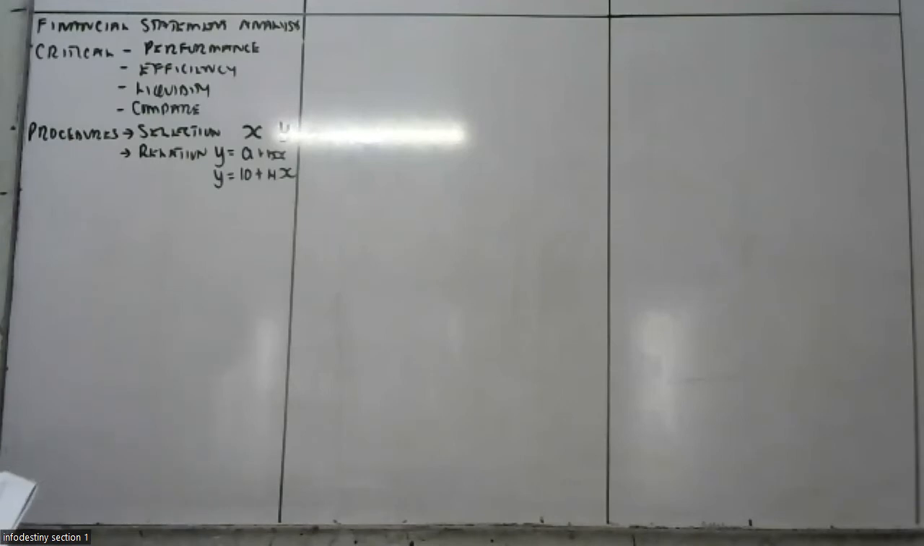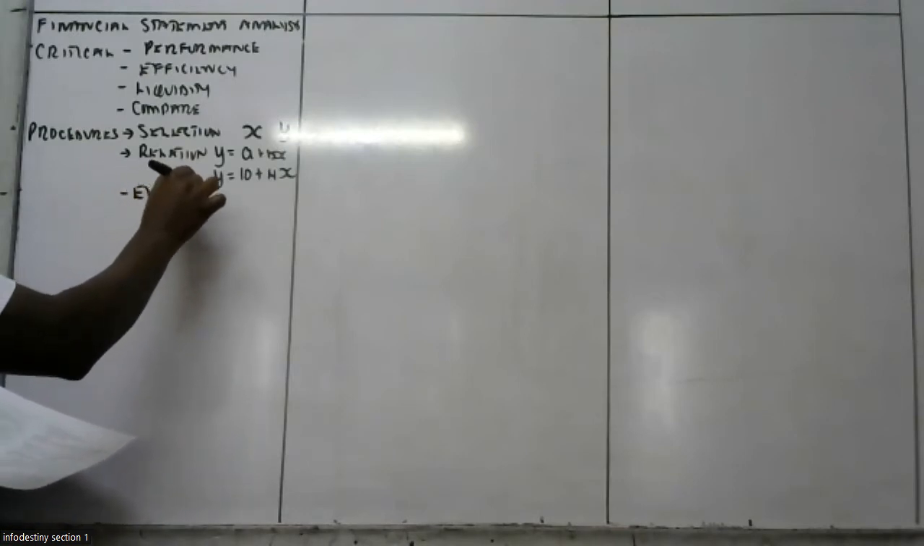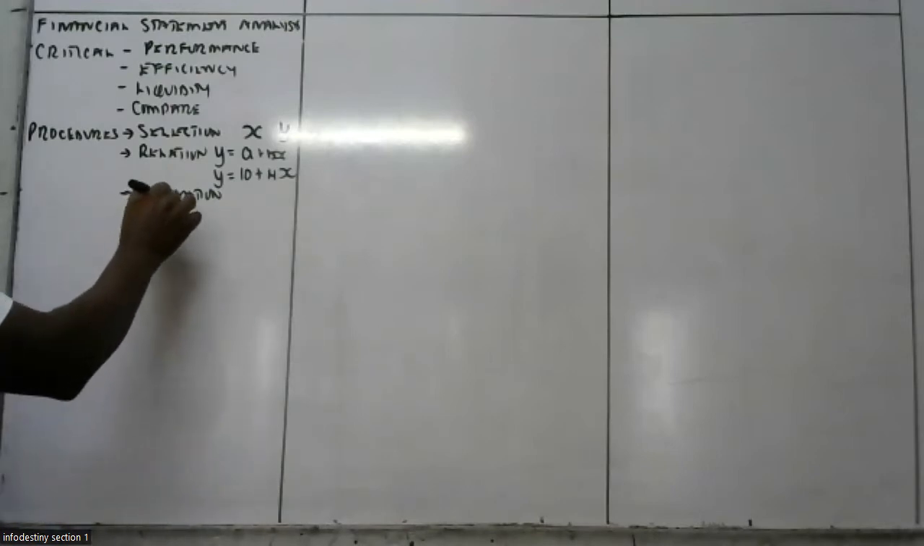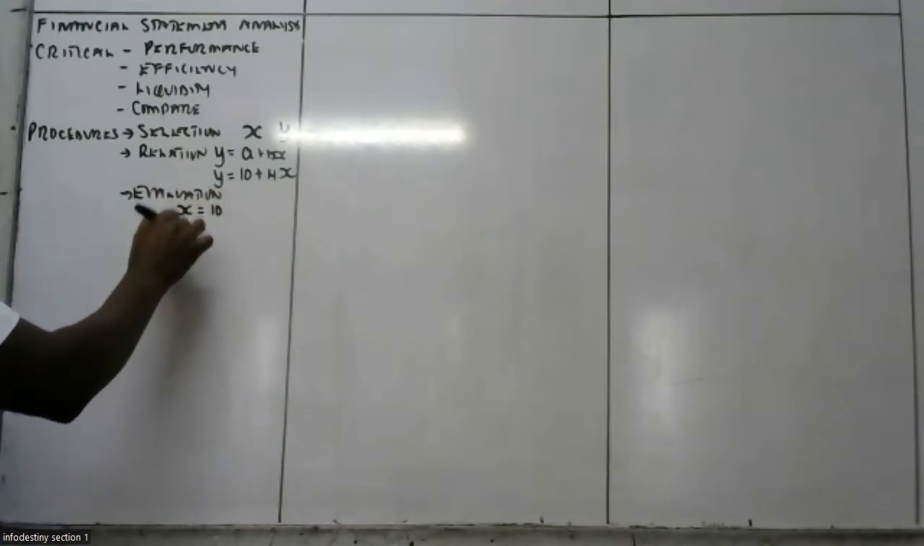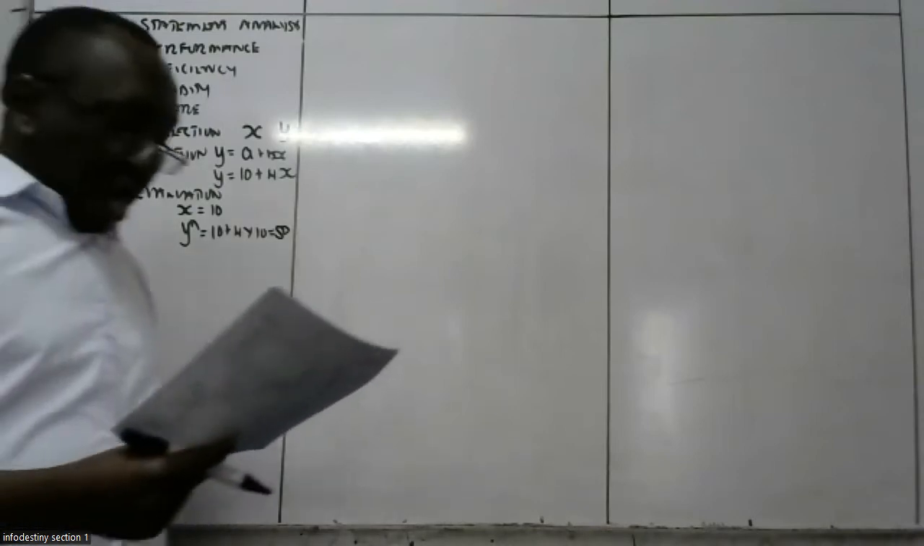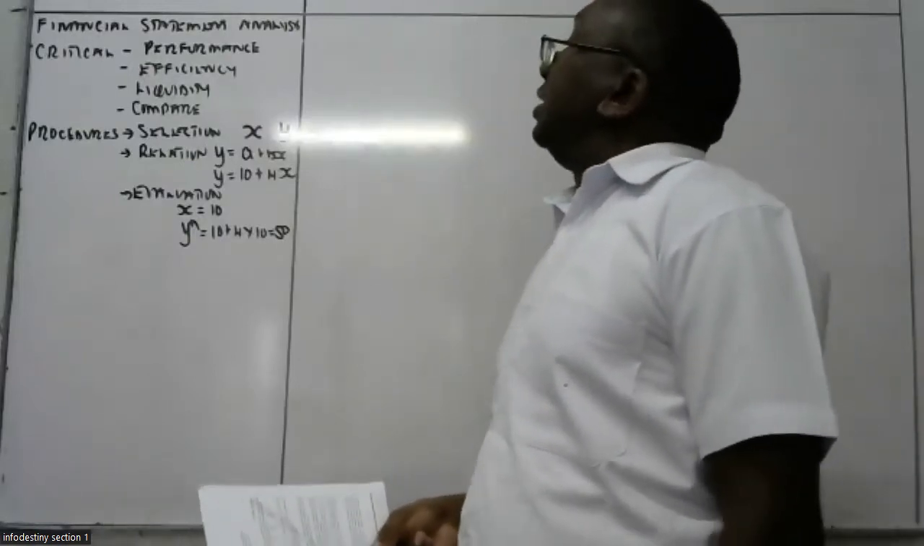Now, having done that, you proceed to step number three, which we call evaluation. In evaluation, it is where you seek to interpret. It is where you tell us 10 is the value of Y that does not change. 4 is the amount by which Y changes as X changes by 1 unit. And you can even use this now to predict. For example, if you are told X is 10, now you can tell us Y is predicted to be 10 plus 4 times 10, which will give us 50. That is what we call evaluation. Those are the three procedures that we take when we are doing financial statements analysis.